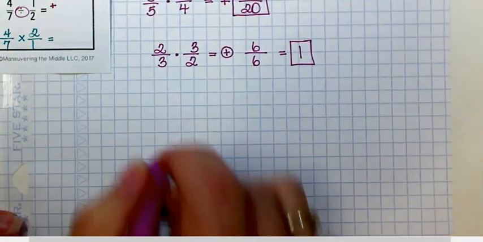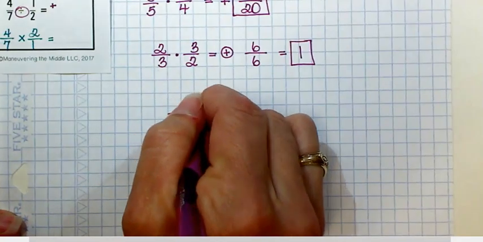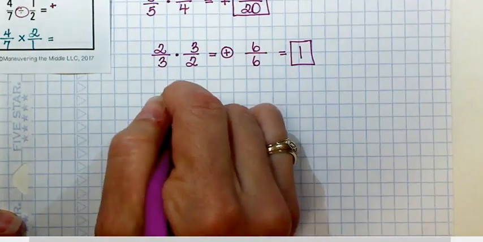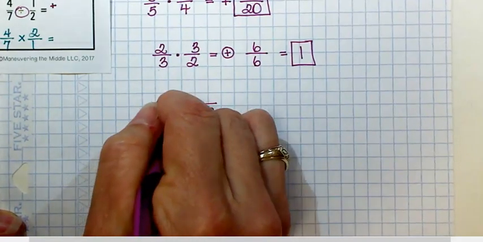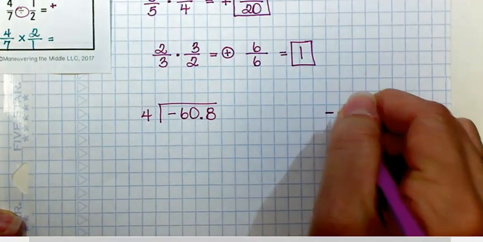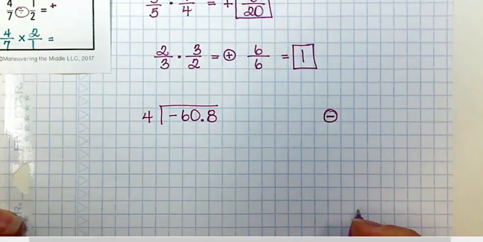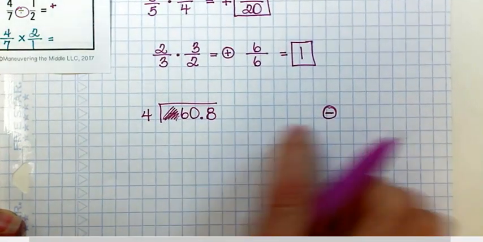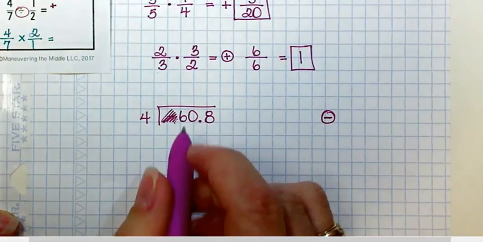Second column, negative 60.8 divided by 4. Okay, I have a negative divided by a positive. My answer is going to be negative. Okay, so I'm going to keep that in mind. But for the math, I'm going to drop this, okay? But I do need to keep in mind that really it's a negative 60.8.